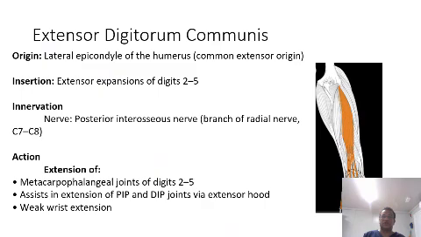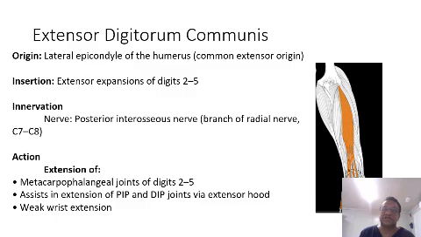Okay, now we explore the extensor digitorum communis, the primary extensor of the digits 2 to 5. So it's central to coordinated finger movements and frequently involved in clinical pathologies. EDC originates from the lateral epicondyle of the humerus. That means it's a part of the common extensor origin.